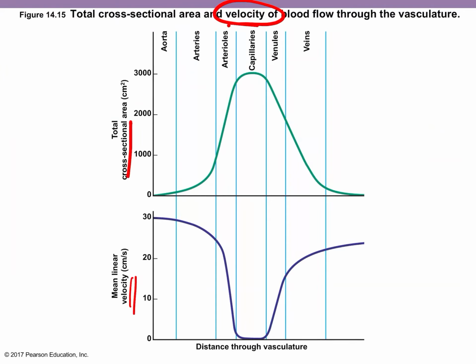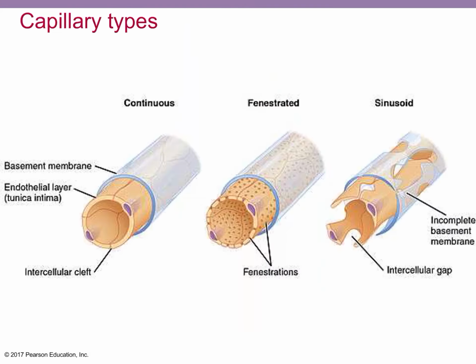This is your velocity, the speed versus the cross-sectional area. Since your capillaries have the smallest diameter, the smallest cross-sectional area, we can see that here. Then we have the velocity, and we can see the velocity drops way, way down. So the smallest cross-sectional area corresponds with the slowest velocity.